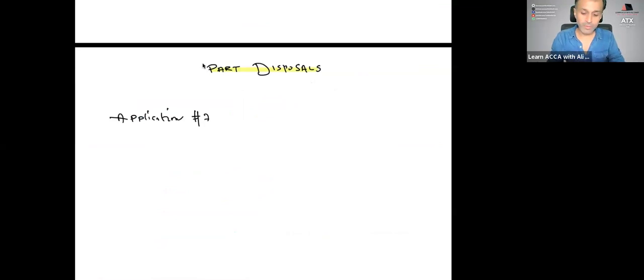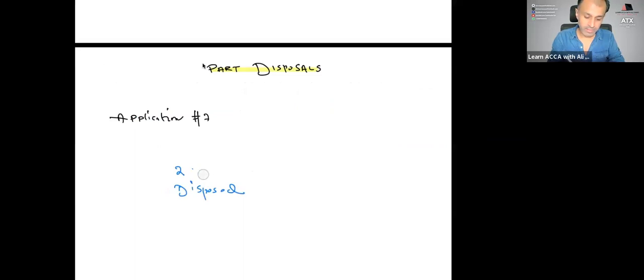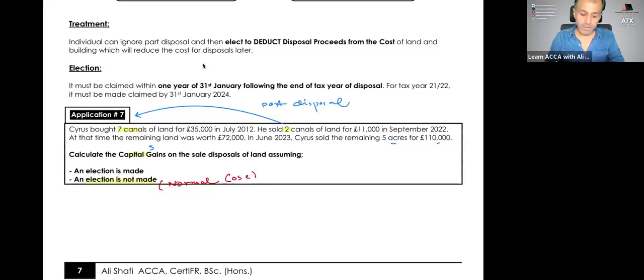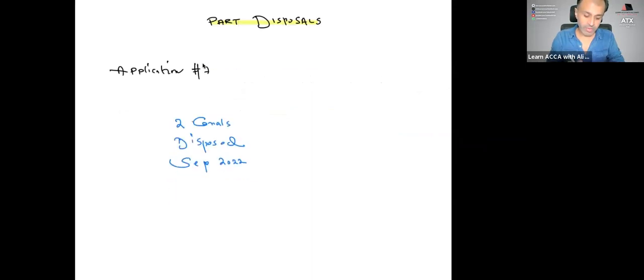Okay, so first of all, there has been a disposal of 2 canals. Checking the date of the disposal very formally. It's not acres, it's canals. September 2022, let's write it, September 2022, this has been the day of disposal. Proceeds, I have to write 11,000. And then we'll subtract the cost.